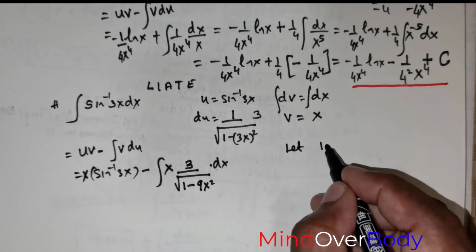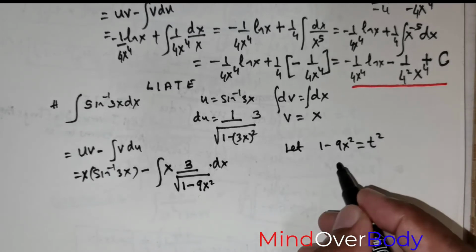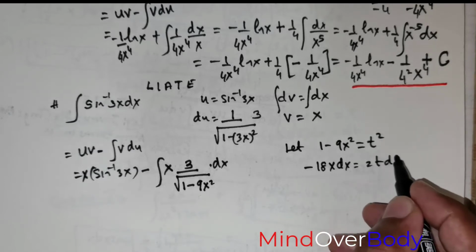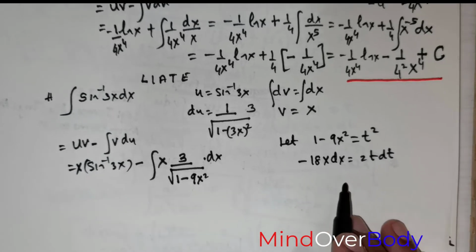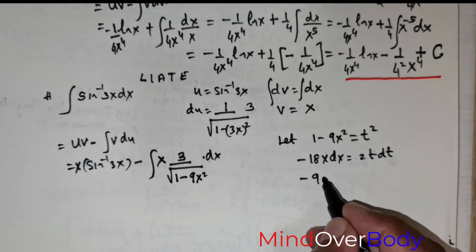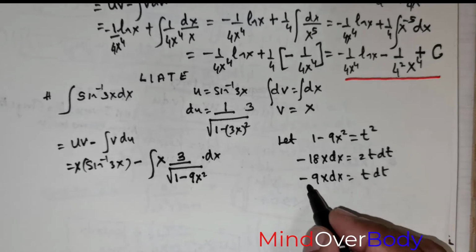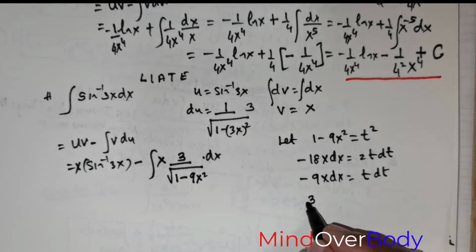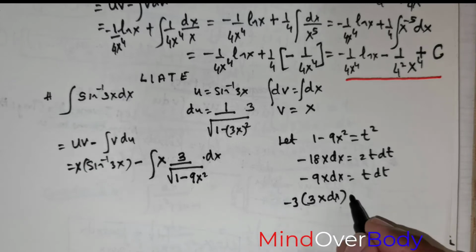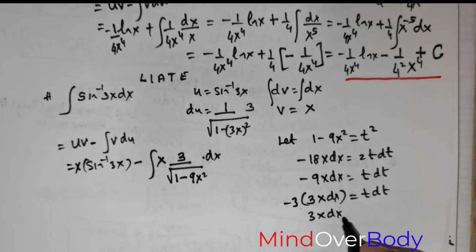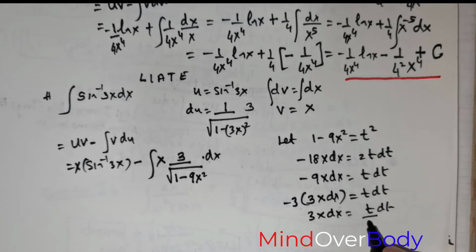So let 1 minus 9x squared be equal to some t squared. I differentiate this, I get negative 18x times dx is equal to 2 times t dt. I will divide 18 by 2, that's going to be negative 9x dx is equal to t times dt. Now I can split this as 3x dx times negative 3 is equal to t dt. I'll push the negative 3 onto the right hand side, so it's going to be 3 times x dx is equal to t dt over 3 with a negative sign.